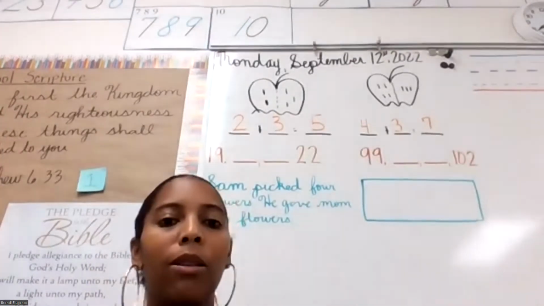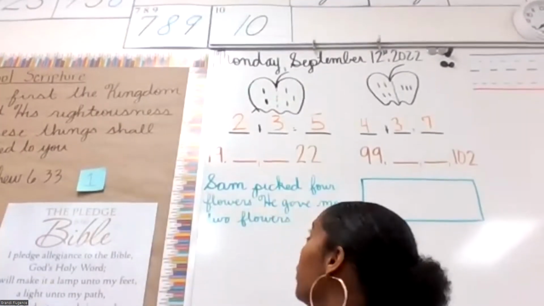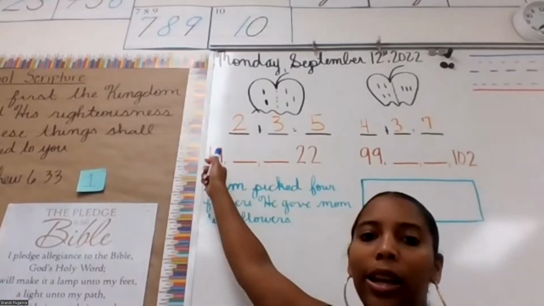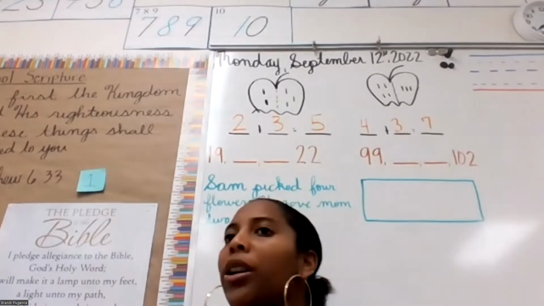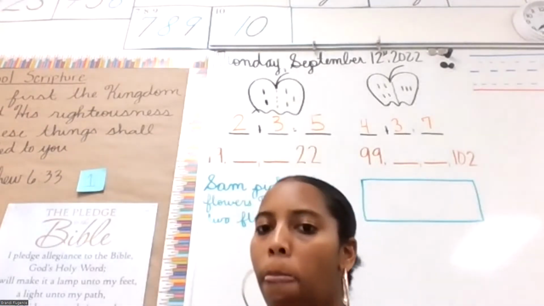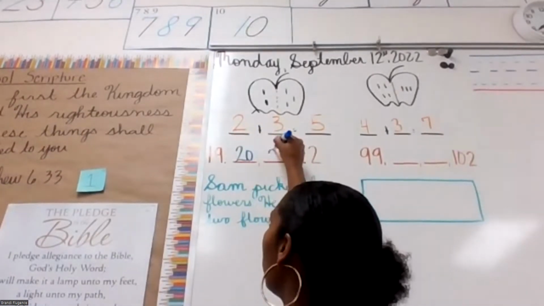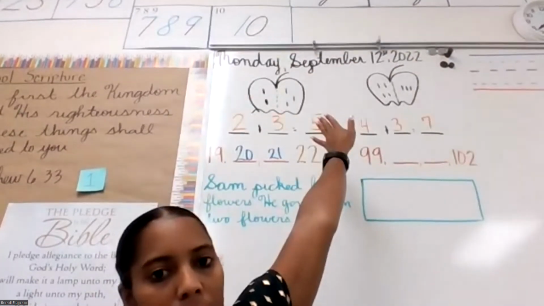Awesome job. So let's go ahead and finish a couple of other things on the board, and then we'll be done with math, and we'll move on to writing. So we're moving on. Praise God. All right, so 19. If we start with 19 and I end with 22, what numbers am I missing in between? Braylon? 20 and 21. Good. And remember, guys, always count it to double check that it's right.